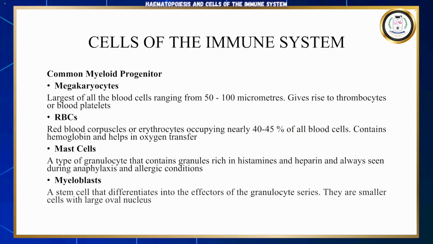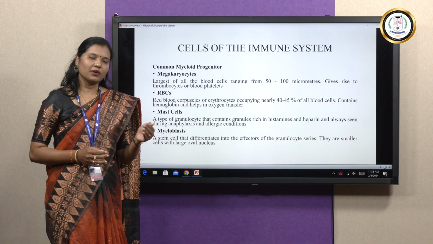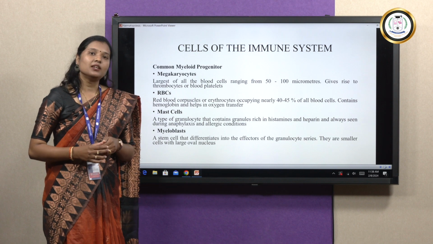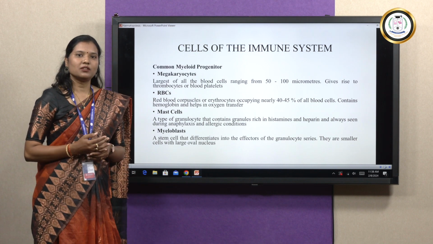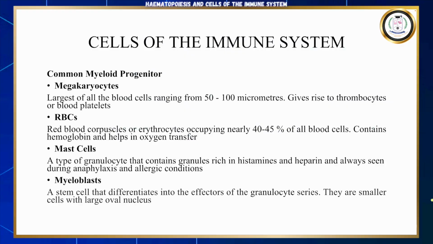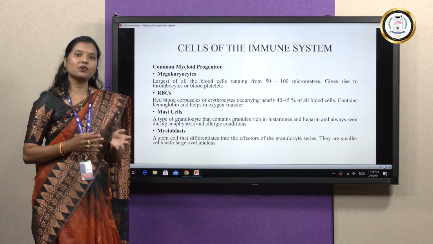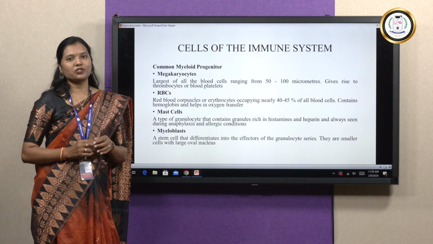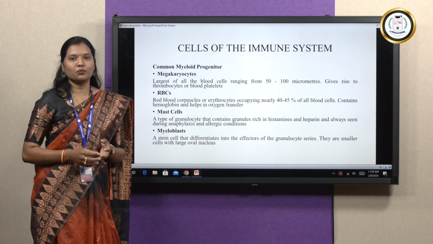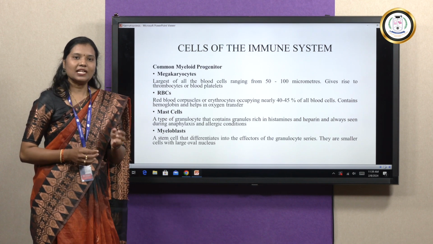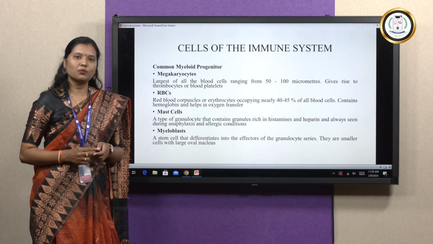Coming to the cells of the immune system, as we saw, the hematopoietic stem cells give rise to the common myeloid progenitor and the lymphoid progenitor. We'll first talk about the common myeloid progenitor. It starts with the megakaryocytes. Megakaryocytes, as the name indicates, are the largest of all the blood cells, around 10 to 15 times larger than other blood cells. The size ranges around 50 to 100 micrometers. The only function of megakaryocytes is the production of thrombocytes or blood platelets. They take the help of a protein called thrombopoietin.